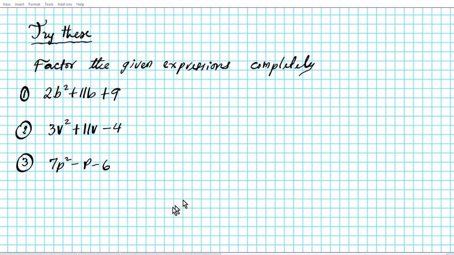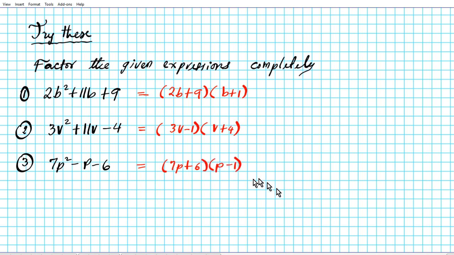Alright, welcome back. Hopefully you had a chance to try to factor these three expressions. Let's go ahead and take a look at the answers. Question 1, the factored form is 2b plus 9 times b plus 1. Question 2, the factored form is 3b minus 1 times b plus 4. Question 3, the factored form is 7p plus 6 times p minus 1.